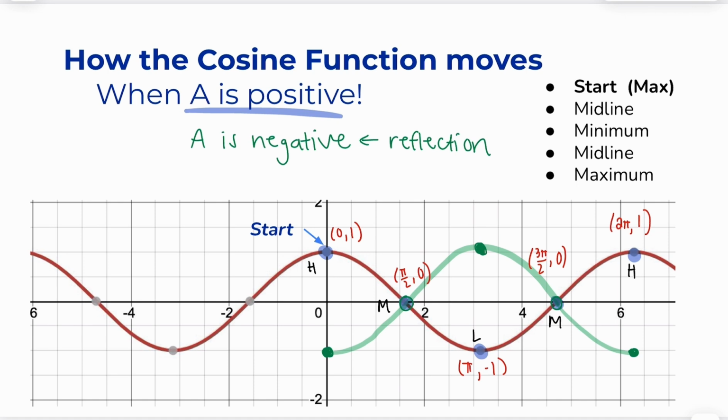Okay? With the piece of information on the 3 slides we just went through, we can graph any cosine curve. So that's what we're going to do. We're going to do 2 examples, one reflected, one not.